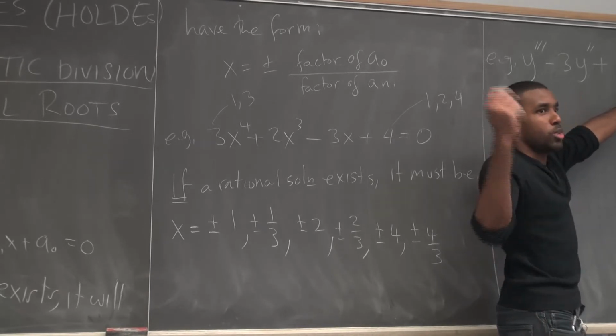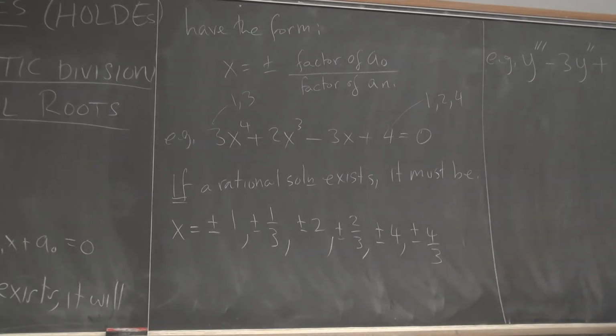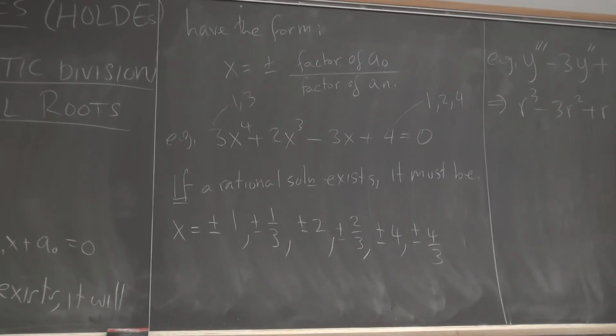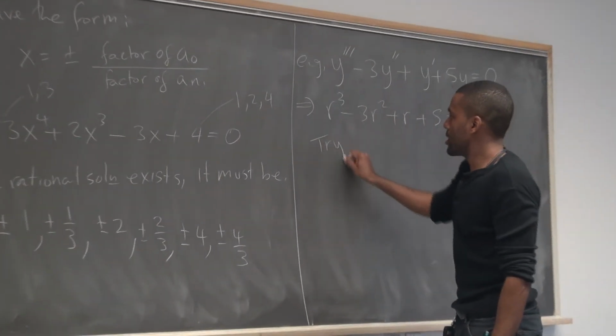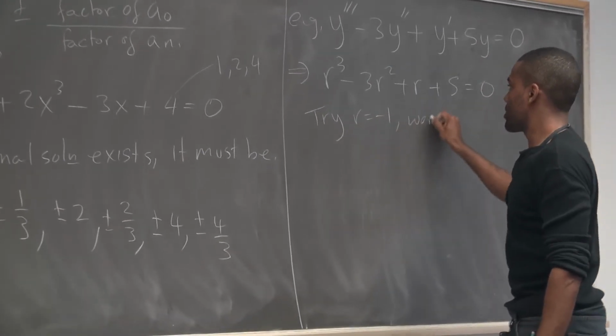So let's start with an easy one. Try to find an easier one out of all those numbers that you think would work. Try 1. 5 is a big number, right? You start with the smaller ones. -1 actually works. If you plug in, I have r cubed minus 3r squared plus r plus 5 equals 0. Now if I plug in r equals -1, what would happen? -1, -3, -1, that gives me -5, plus 5, that actually gives me 0. So try r equals -1, and it works.